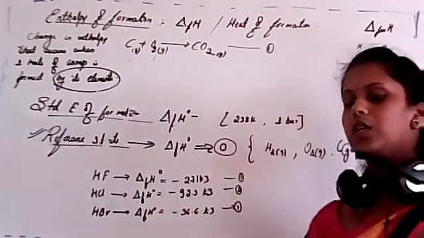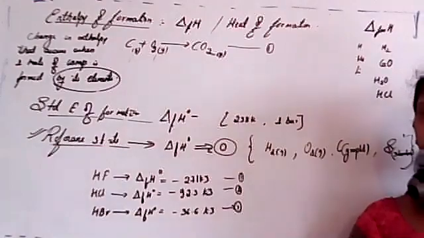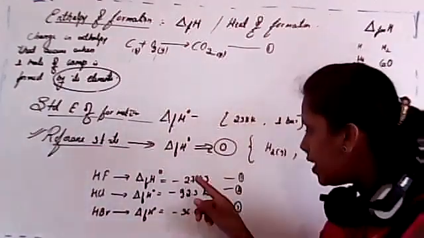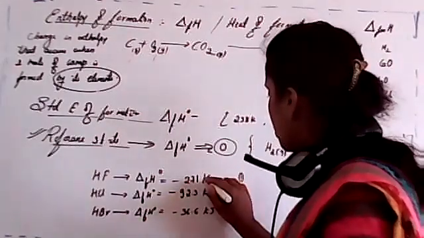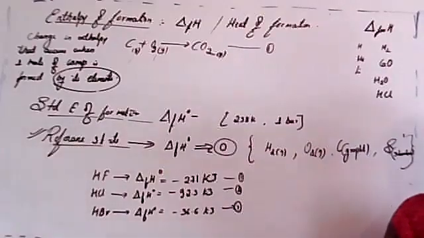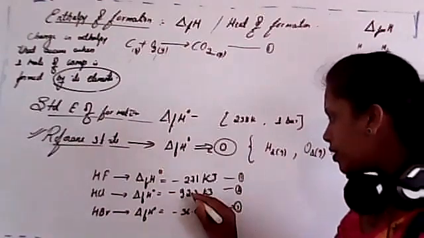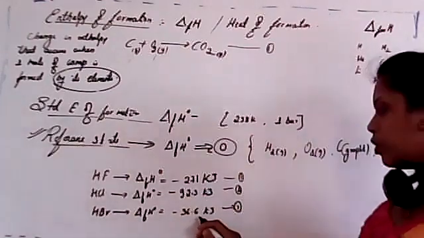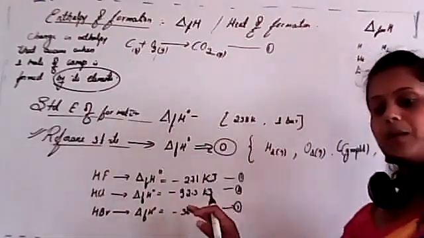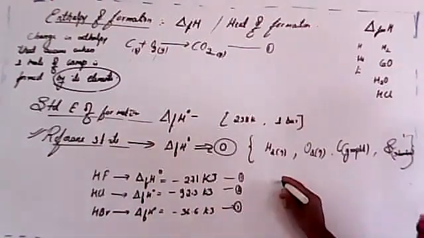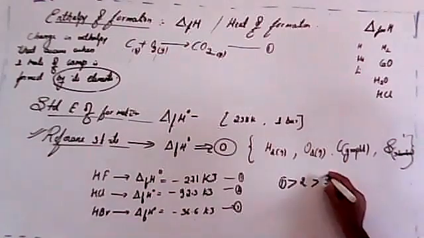Now give the reason. Some of you wrote HF, some HCl, some HBr. But it is 271 kilojoule for the first one. The second one is 92.3 kilojoule, and the third one is 36.6 kilojoule. Which one is strong, or stable, in this case? Simple question, student. The first one is stable, then the second one, which is more stable than the third one.